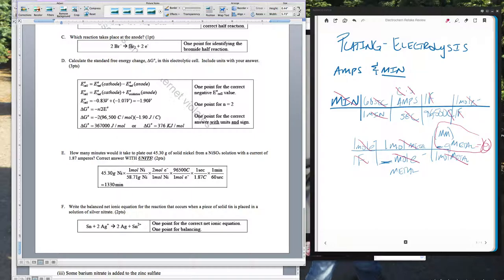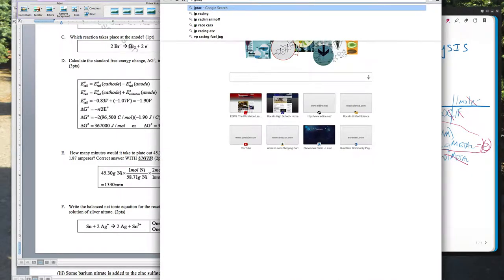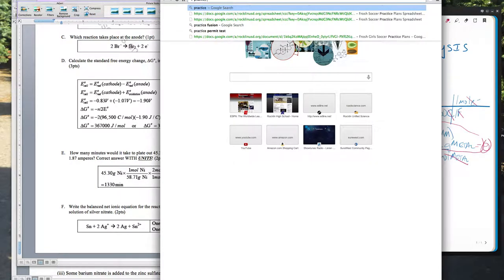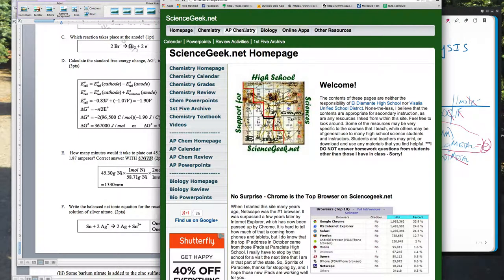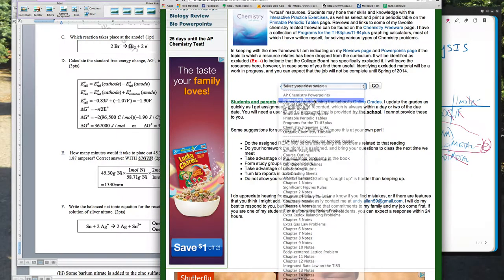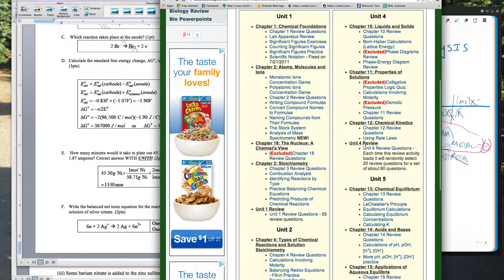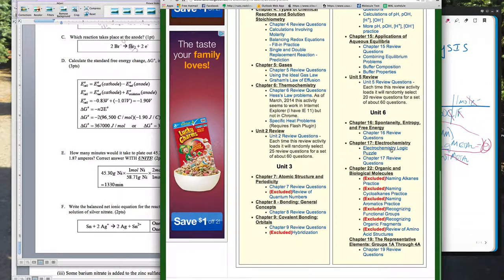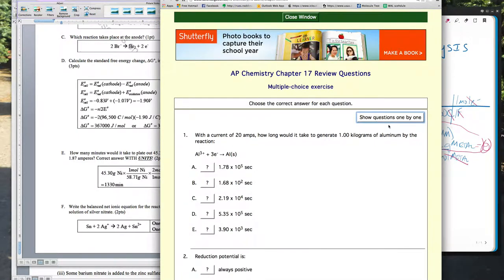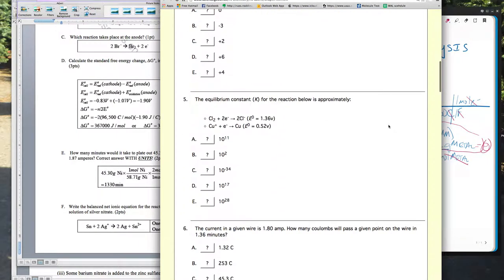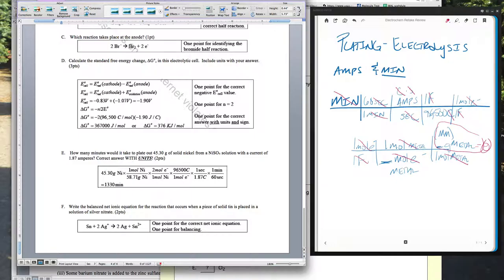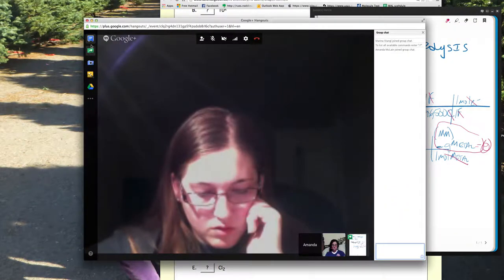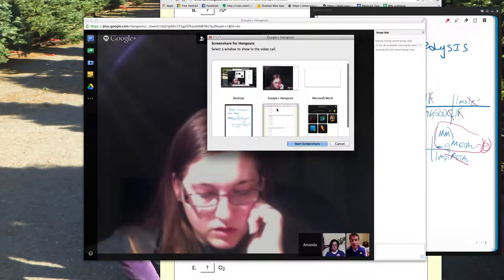So with that in mind, why don't I see if I can dig up a quick practice problem? Nice, okay, I've got one, provided I can get to it. I went to sciencegeek.net and found a problem.